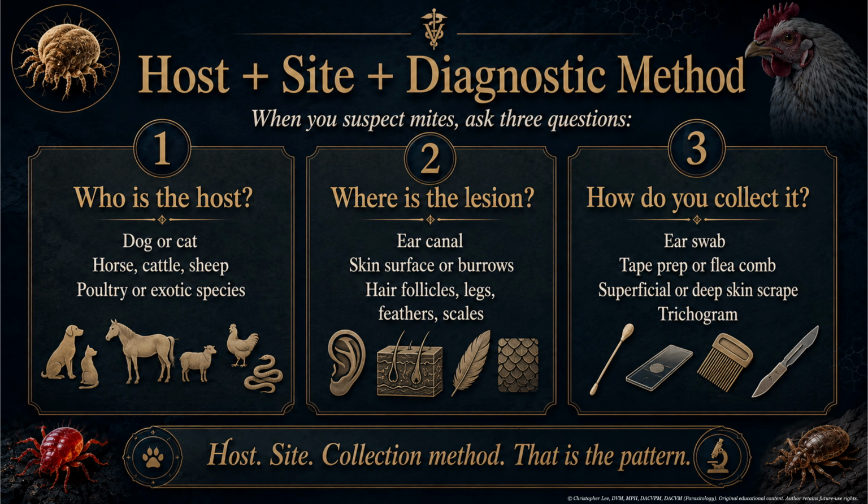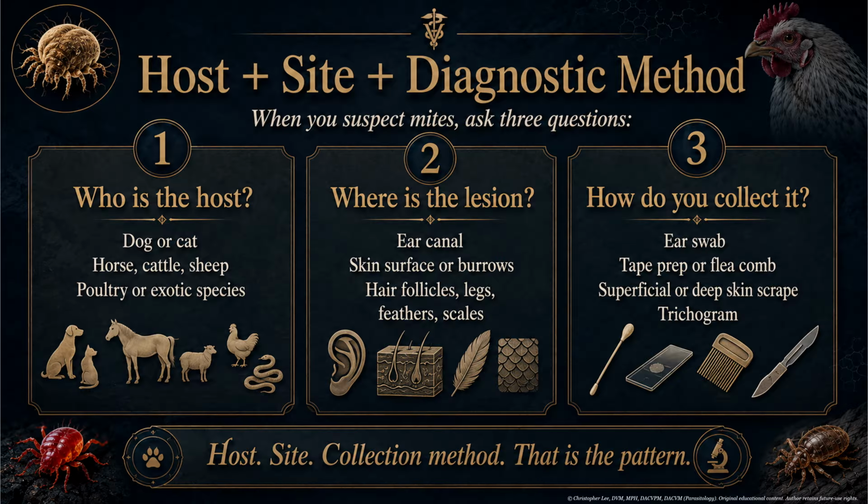When you suspect mites, slow down and ask 3 questions. First, who is the host? A dog, cat, rabbit, bird, snake, sheep, or cow? All push your differential in different directions. Second, where is the lesion? Ear canal, skin surface, hair follicles, feet, feather, legs, or skin folds, or the environment? Site matters because most mites are not wandering around randomly. They have favorite neighborhoods. Some are ear people. Some are follicle people. Some are focused on feet, which is oddly specific, but medically useful.